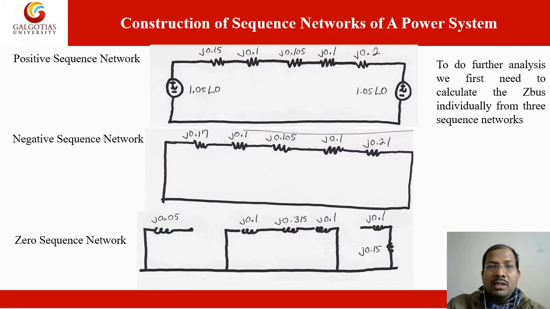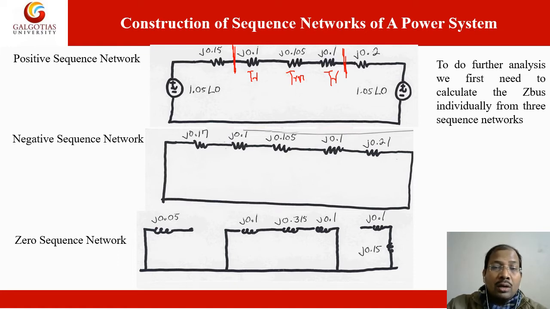Here you can see the equivalent circuit. We are considering this as bus 1, this is the transformer, this one is the transmission line. This is the step up and step down transformer, this is bus 2, and this is the machine. You know that the positive sequence has the voltage source, so we consider the voltage source 1.05 angle 0, and these are the impedances. The generator positive sequence impedance is given, so we consider j0.15.